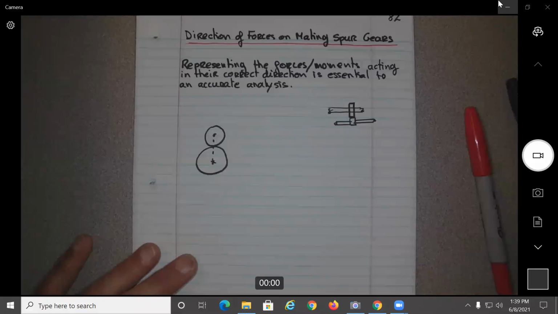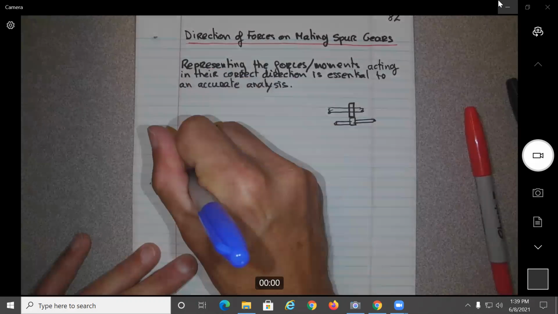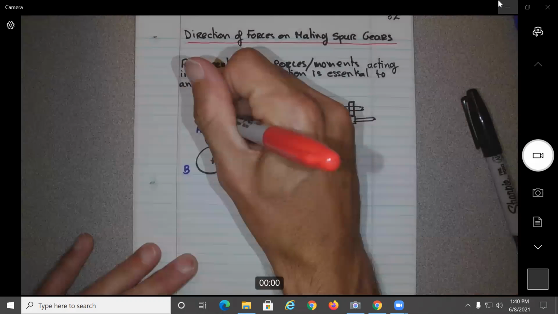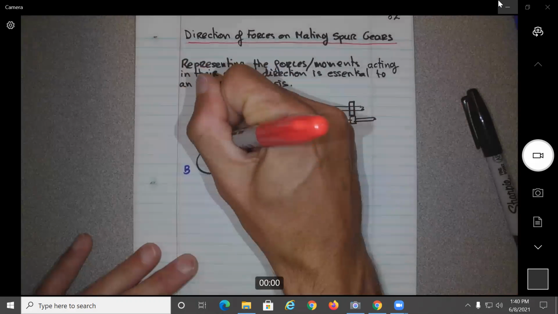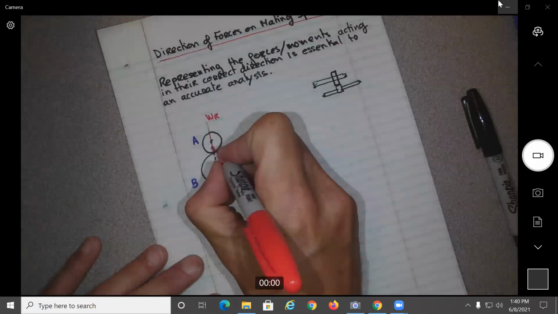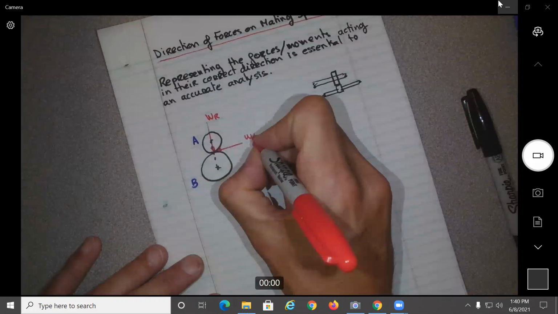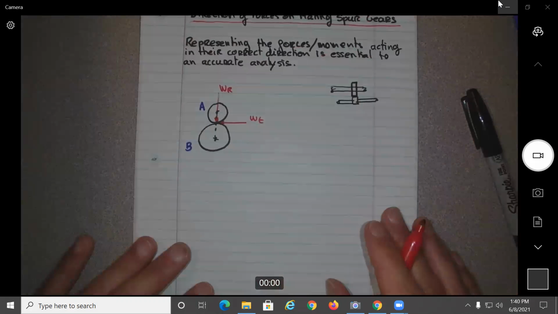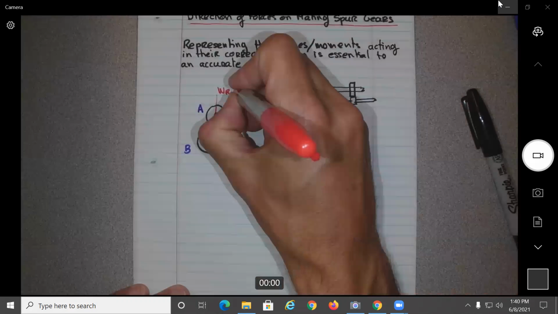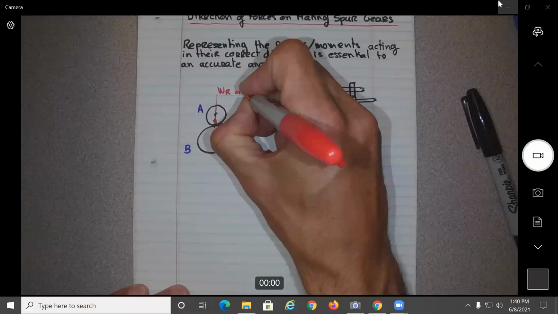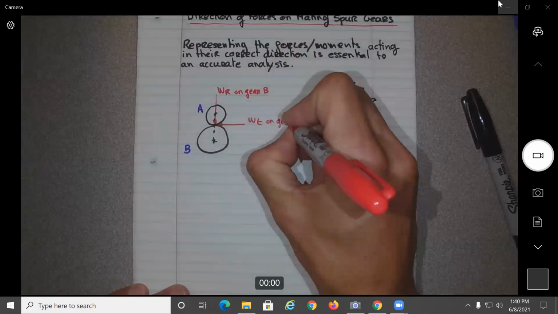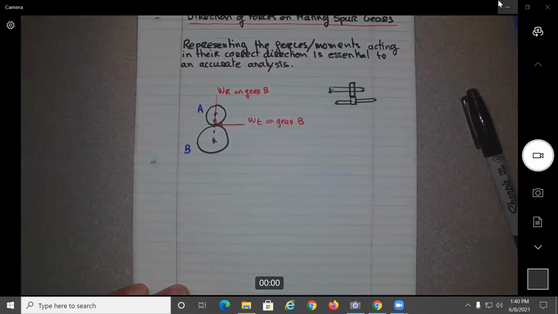So let's say this will be A and B. So we have here the radial force. This will be here the tangential force. So let me be specific here. Let's say this is on gear B, the force acting on gear B.